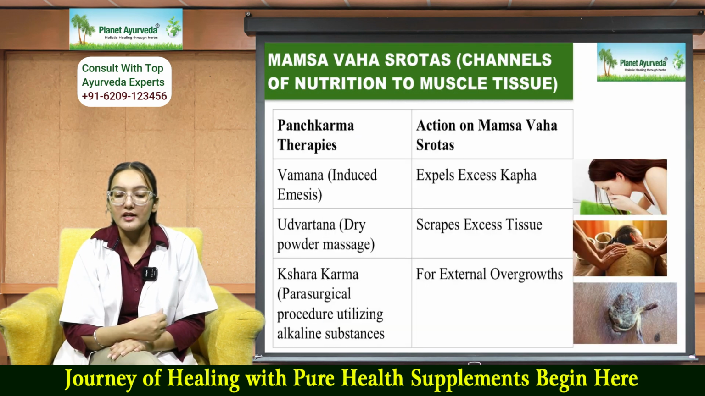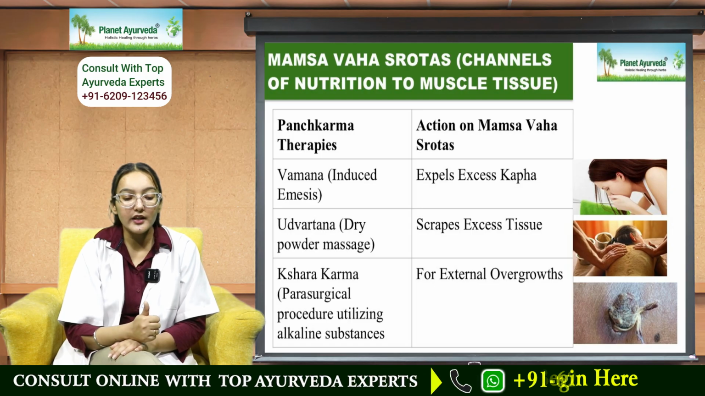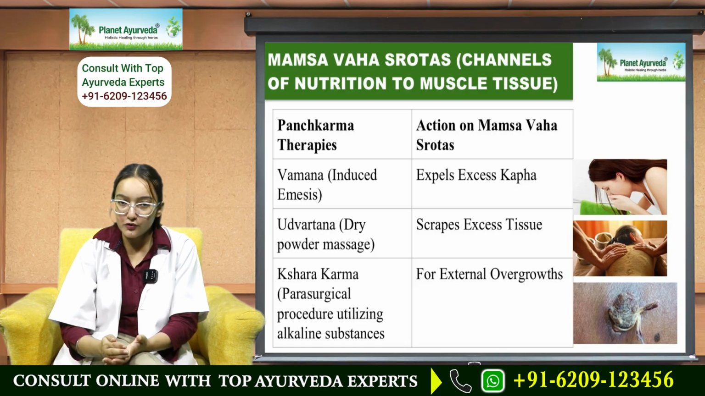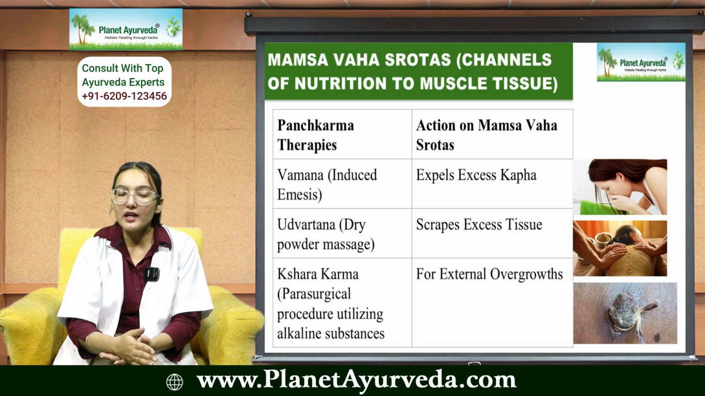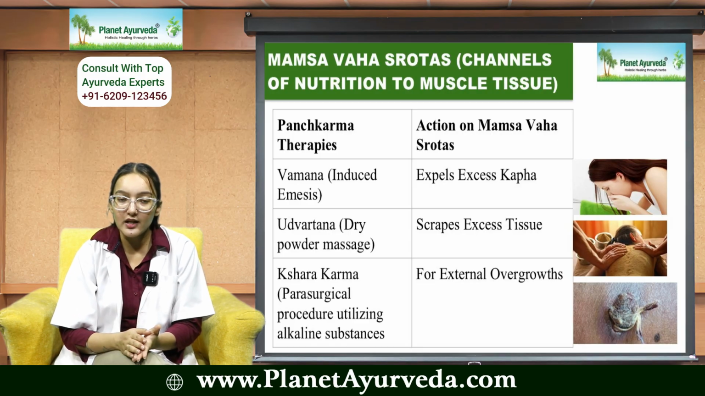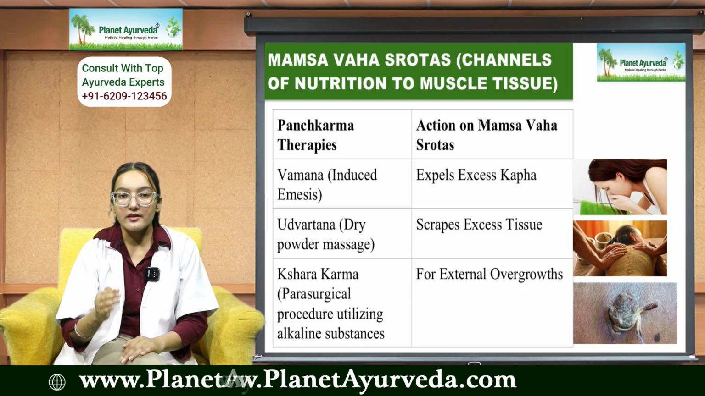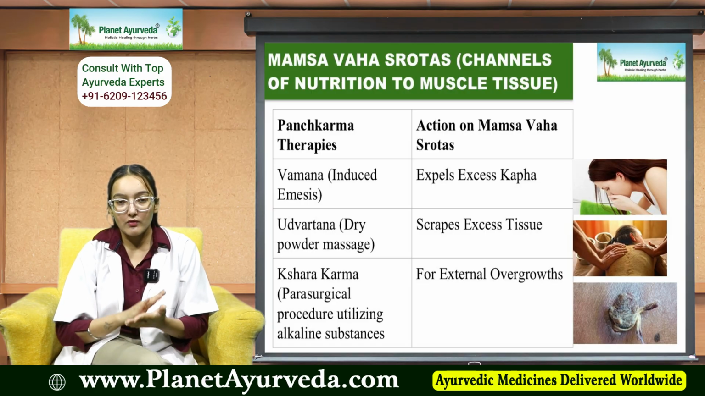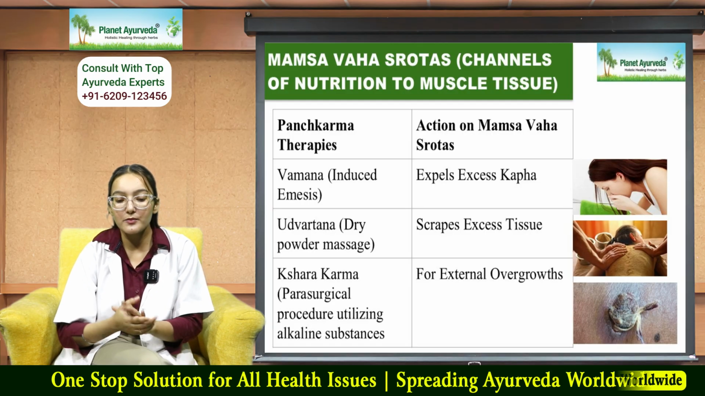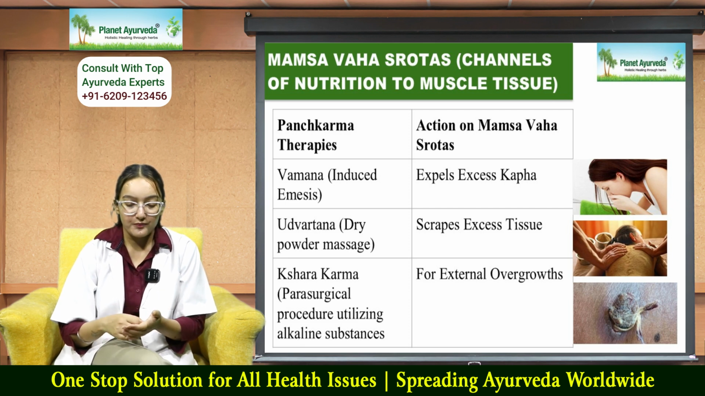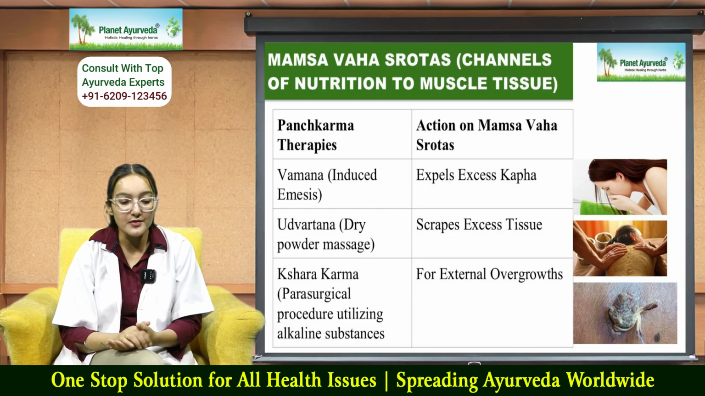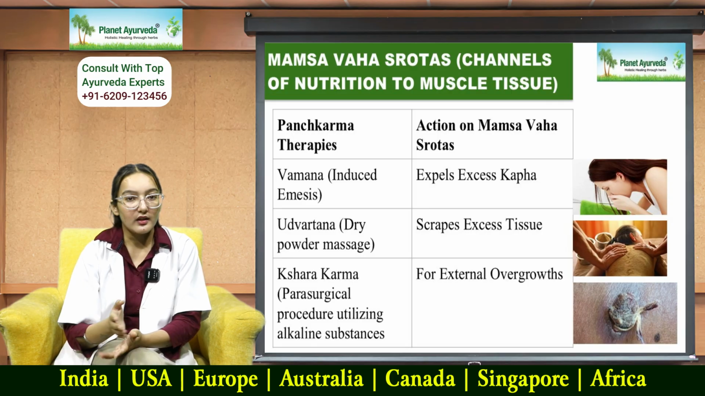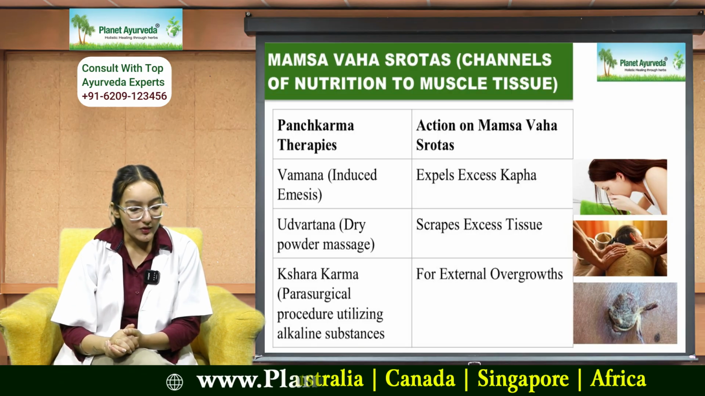Then comes the Panchkarma therapies that will help. Vamana, induced emesis, expels excessive kapha. This condition happens due to excess of kapha dosha. That's why in this case, Vamana is one of the best treatments, because in Panchkarma therapies, Vamana is preferably done in case of high kapha dosha. Then comes Udvartana or dry powder massage. If we do the dry powder massage externally, it scrapes out the excessive tissue like the moles, as you are able to see on the screen also. Then comes Kshar Karma. Kshar Karma is also for external overgrowth, like a mole or any kind of external growth.